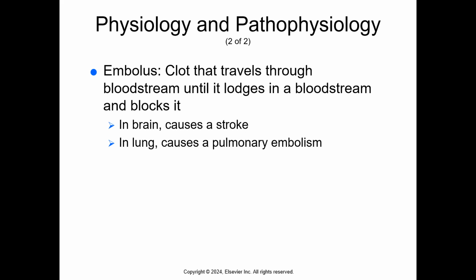When the embolus is traveling, it collects more and more blood, and eventually it becomes lodged in the bloodstream somewhere, because our vessels are all different sizes, right? So it gets lodged in a small spot or a small vessel and blocks it. So again, if it becomes lodged in the brain, it causes a stroke. If it gets lodged in the lungs, it causes a pulmonary embolism. And if it gets lodged in the coronary arteries, it causes a heart attack.